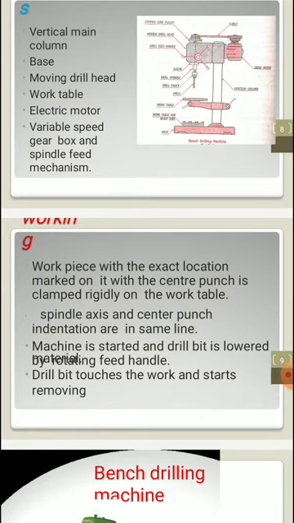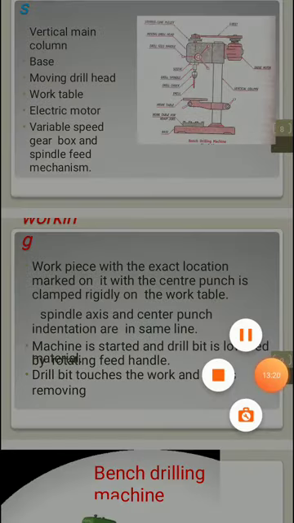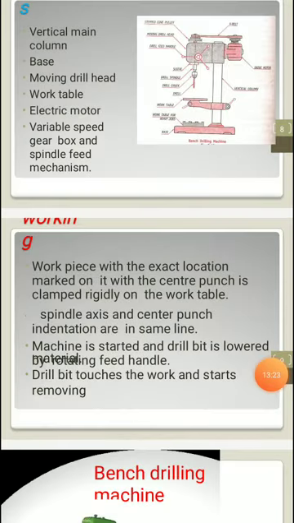And accordingly, with the help of the center punch, a tool used for markings, in industries the center punch is used for accurate markings of where we have to drill different holes. According to those markings, we make marks on the job with the center punch. So the center punch is nothing but a tool to show the markings. Next thing is that the spindle axis and the center punch indentation are in the same line.